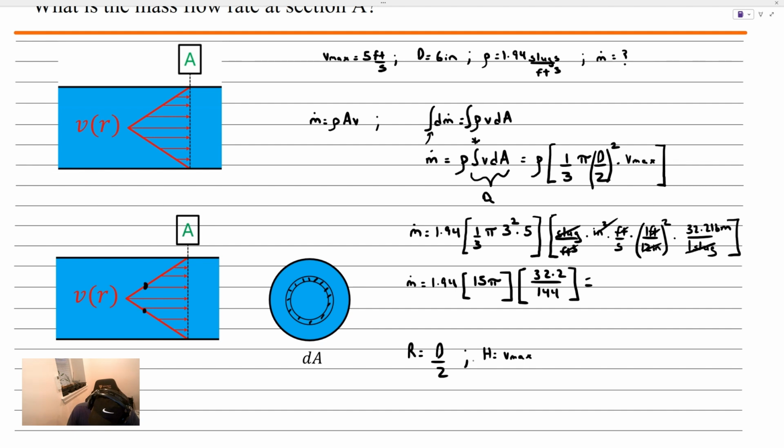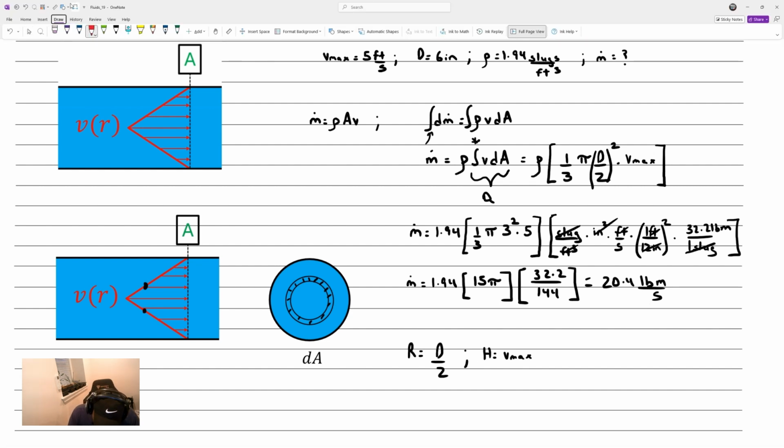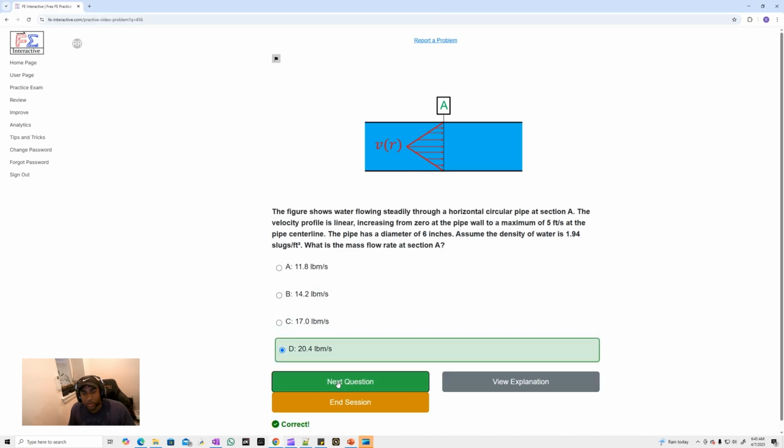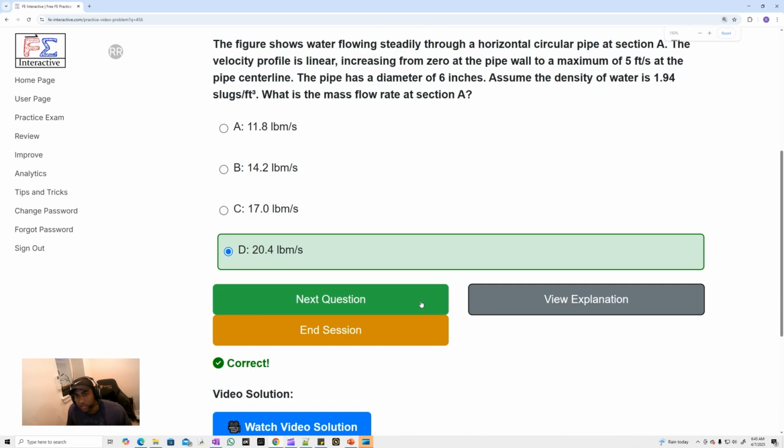This is equal to 20.4 pound mass per second. Let's go ahead and close this answer and check the solution. Let me know in the comments below if you got this question right or not. What did you think about that integration that we did?